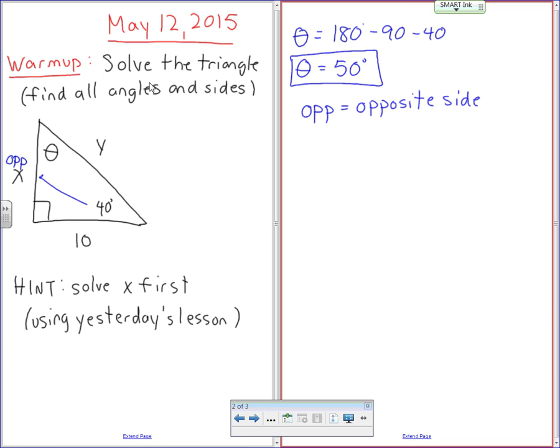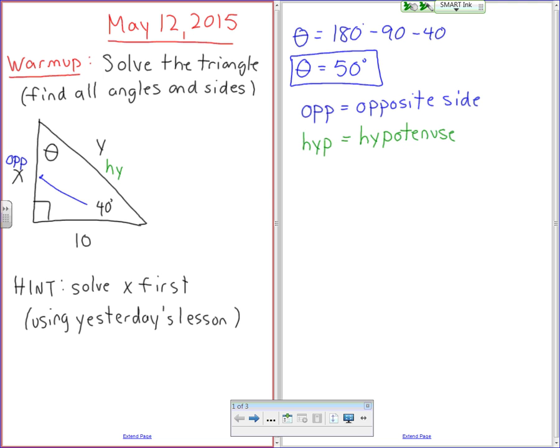All right, the next side I'm going to label is my hypotenuse, HYP. Can someone tell me which side's the hypotenuse, please? Yes, go ahead. Y is going to be my hypotenuse. Now, tell the class how you find that. They can think it's across from the 90, right? It's directly across from it, so that's going to be your hypotenuse.